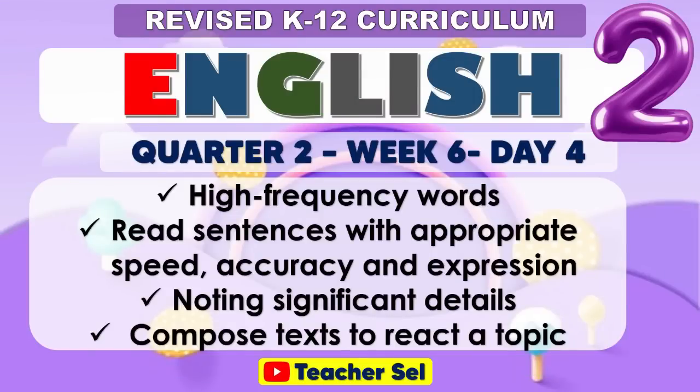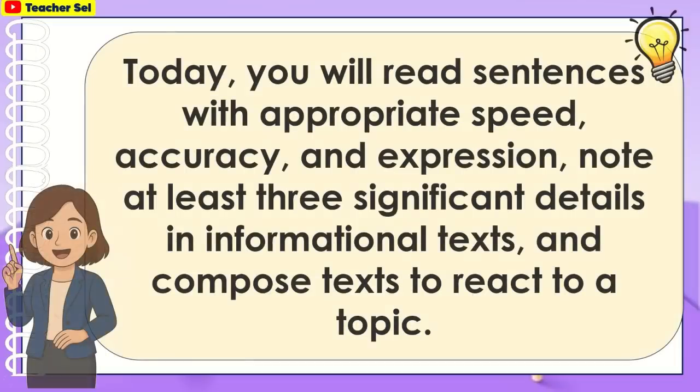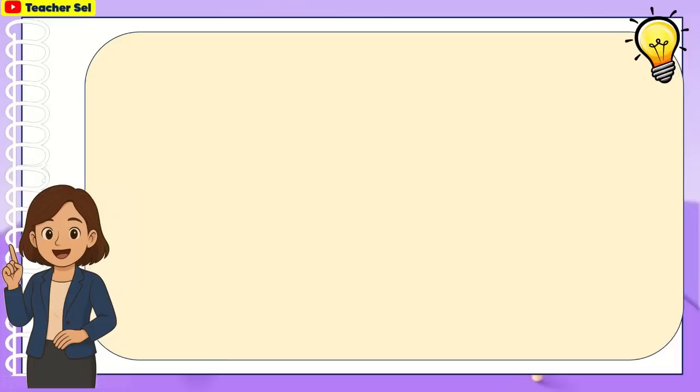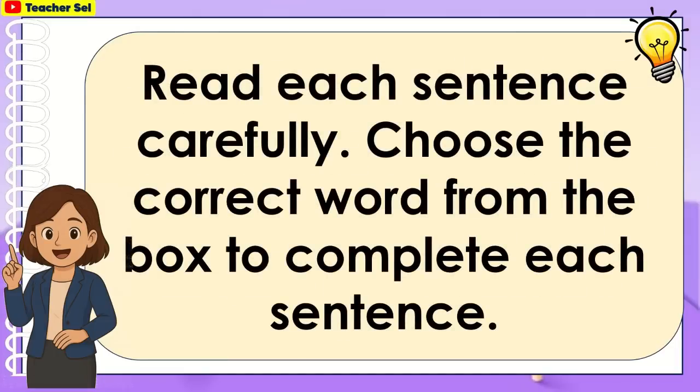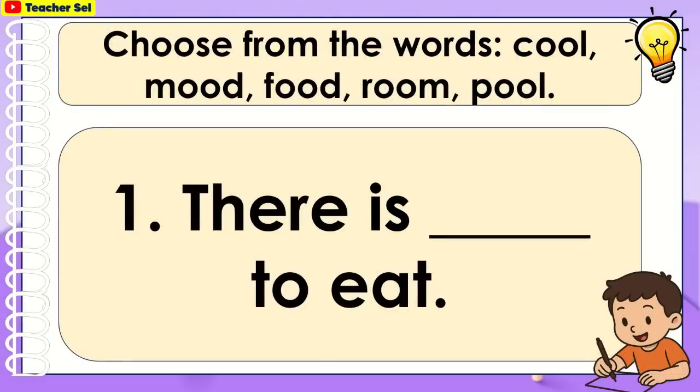For day 4. Today, you will read sentences with appropriate speed, accuracy, and expression. Note at least 3 significant details in informational text and compose text to react to a topic. Read each sentence carefully. Choose the correct word from the box to complete each sentence. Choose from the words school, mood, food, room, pool.